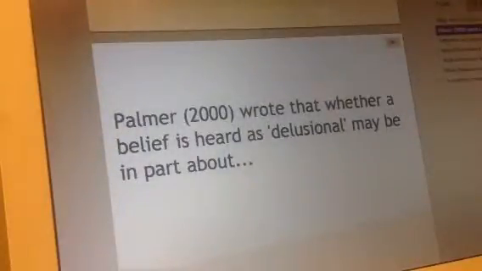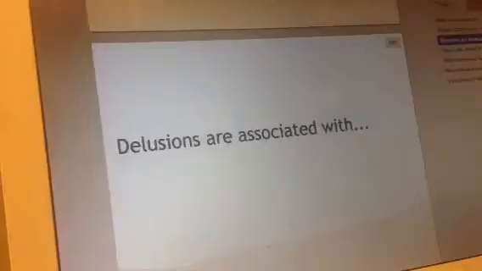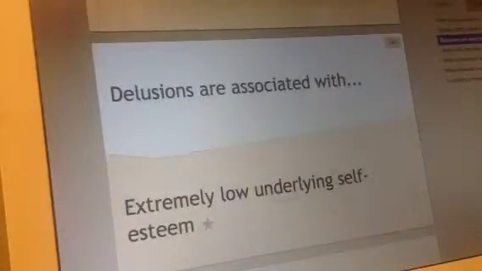Palmer 2000 wrote that whether a belief is heard as delusional may in part be about how it is presented, where and by whom. Delusions are associated with extremely low underlying self-esteem.